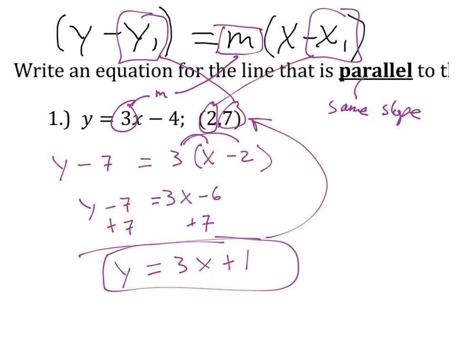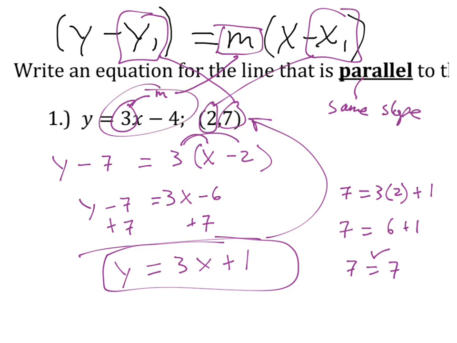If you want to, you can check it. You're just going to take those two coordinates, 7 for y and 2 for x, plug them in, and see if it's true. Is 7 the same thing as 6 plus 1? Yeah, 7 is the same thing as 6 plus 1, which is 7. So this line is going to go through this point that we wanted, and is parallel to the original.